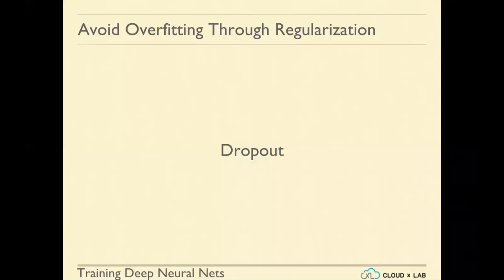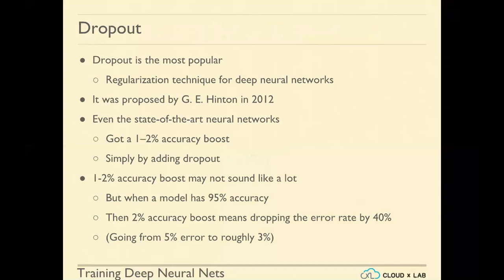But that wasn't great enough. That was not yielding great results in the case of a neural net. That's where the technique called dropout came in. Dropout is the most popular technique for regularizing our deep neural network. To avoid deep neural network overfitting, we need to use dropout.